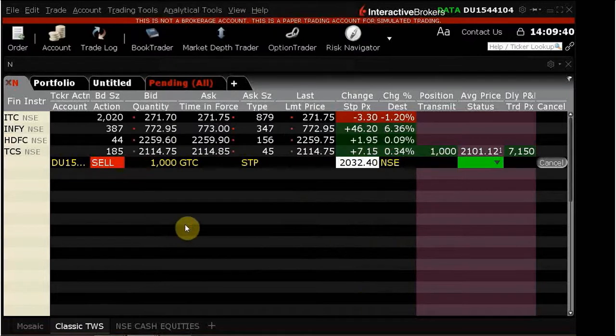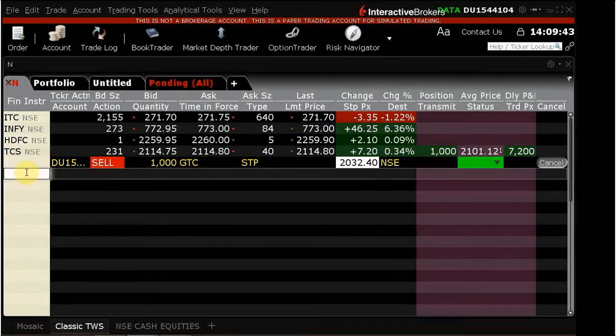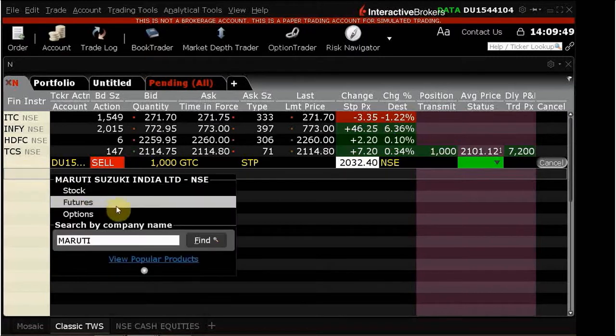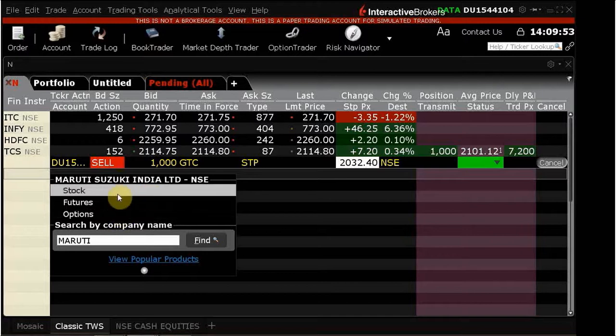So what do I have here? 1,000 shares of TCS. This is the same login from which I did the recording for you guys. The way you test that, just to test that you have this, I add one more stock, Maruti. Make sure you don't click futures or options, show you are trading in stocks. Here the stock means the cash market equities.